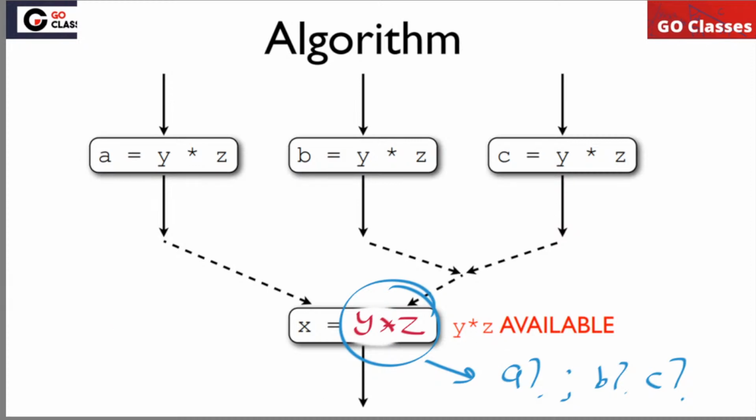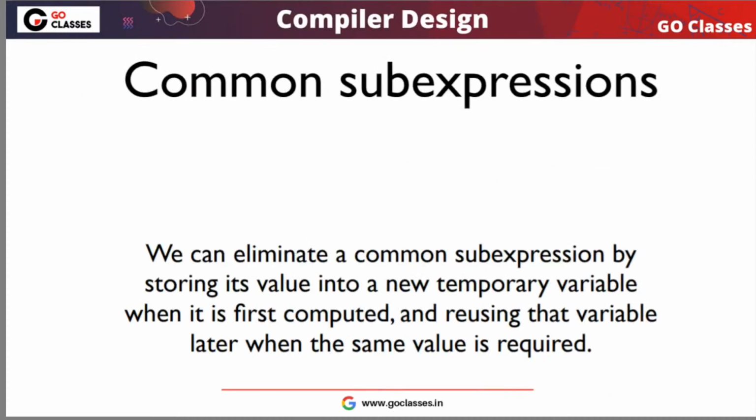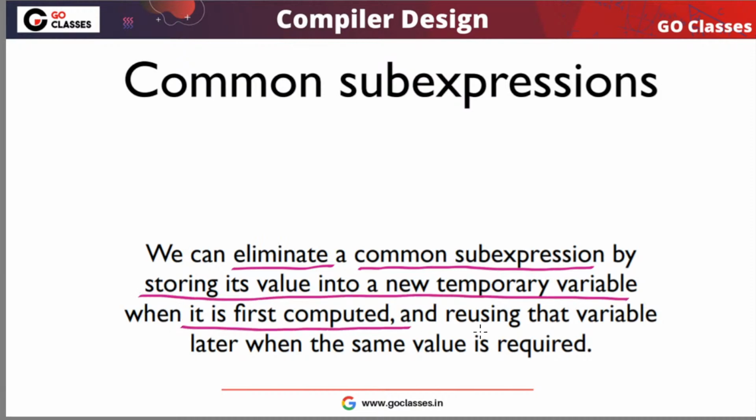So the answer is very simple. I told you what the compiler will do. The compiler will create a new variable. You can notice we can eliminate a common sub-expression by storing its value in a new temporary variable when it is first computed, and then reusing that variable later when the same value is required. This is very important.